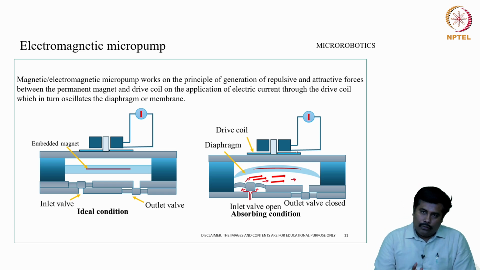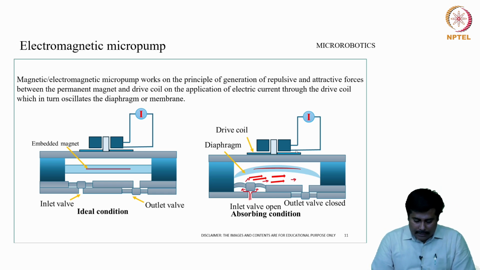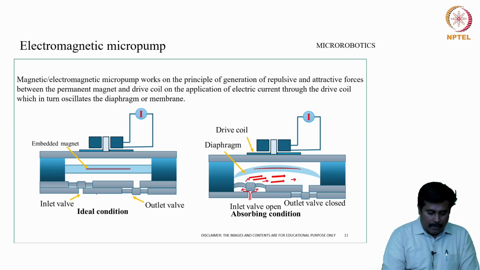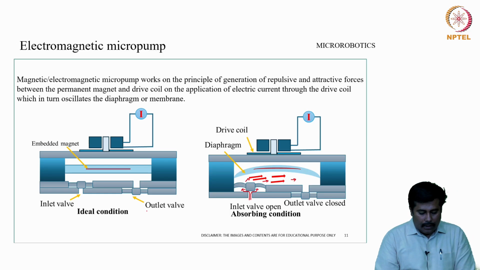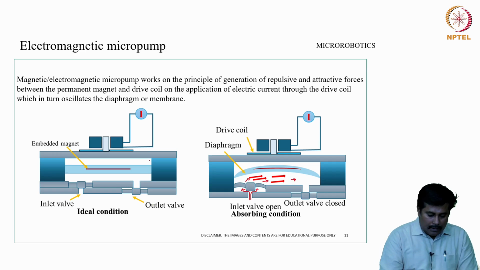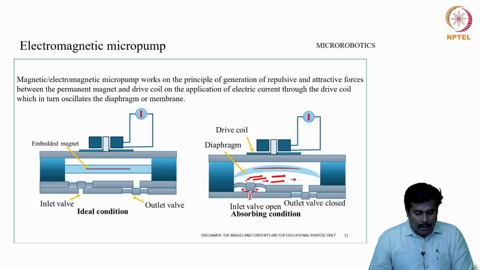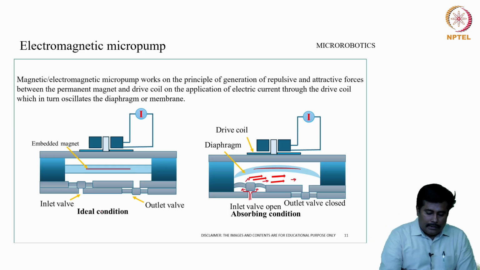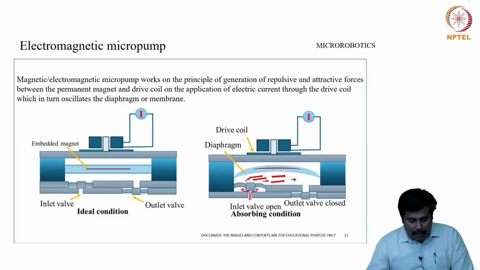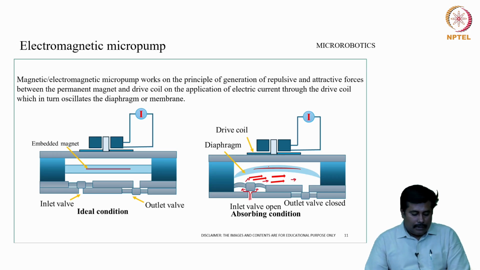So, ideally we have two conditions. One is an ideal condition, like if you see the overall configuration of this, there is an embedded magnet in place, there is an inlet valve and an outlet valve which is available, and then inside these embedded magnets. In the ideal condition there is going to be a flow, and then when we try to energize this magnet, appropriately we can have control over the diaphragm. In the case of an inlet, the inlet valve opens and appropriately an absorbing condition will happen, and then there will be an outlet valve which exists.